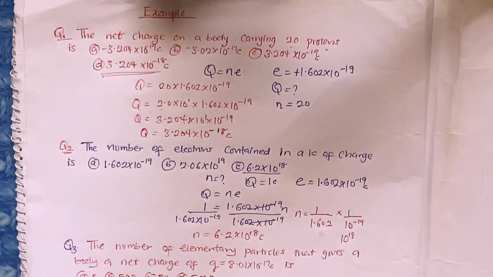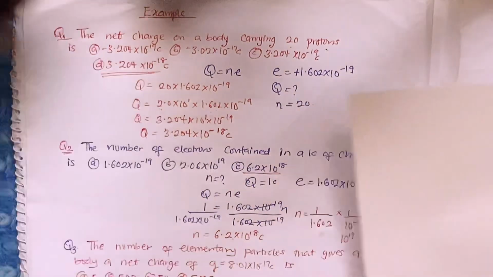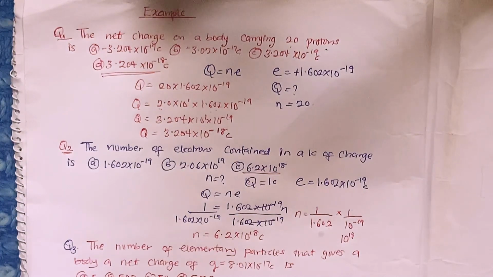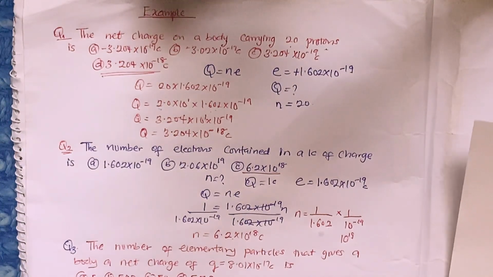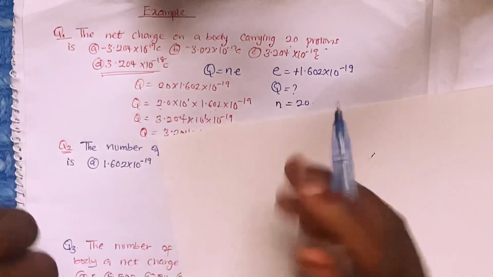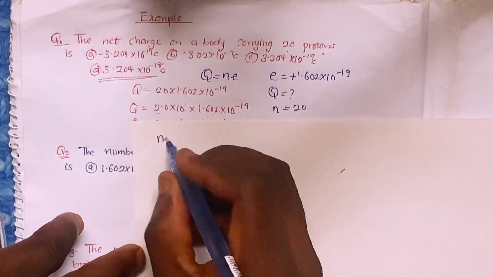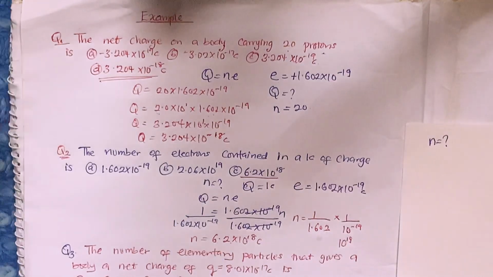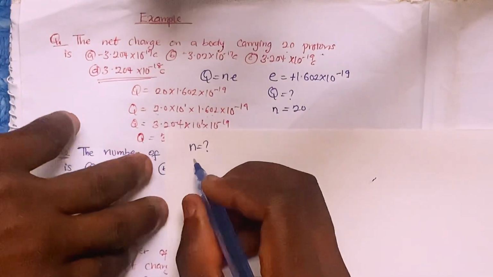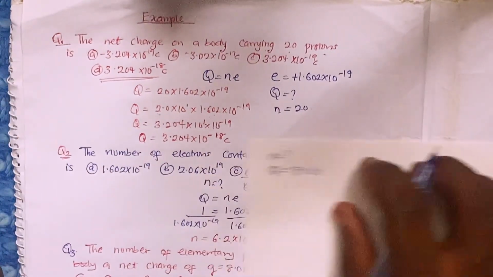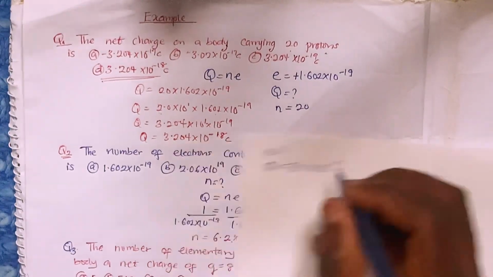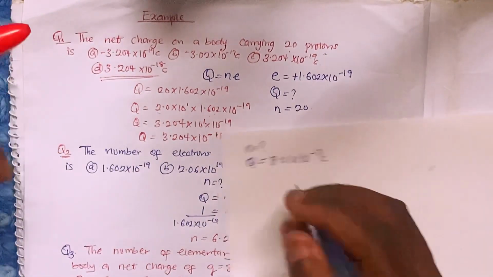Now let's move to the third question. The third question says the number of elementary particles that gives a body a net charge of Q equals 8.01 times 10 raised to the minus 17 coulombs is. Here we are asked for the number of elementary particles. So let's go by saying we don't know the number of elementary particles that gives a body a net charge. The charge is Q, which equals 8.01 times 10 raised to the power minus 17 coulombs. So we are now to calculate the number of particles.